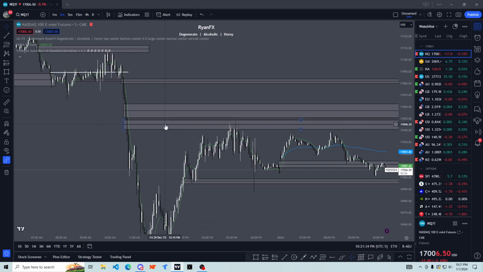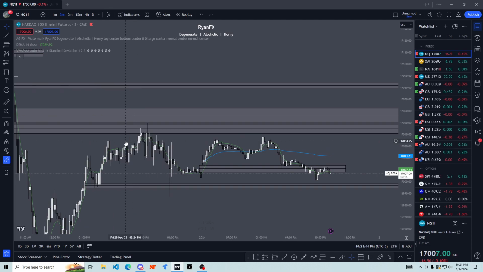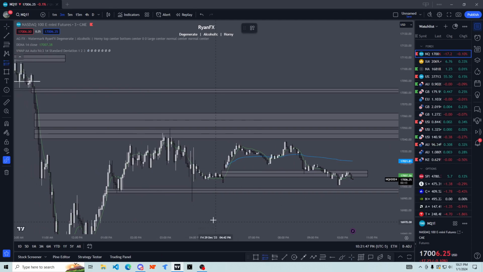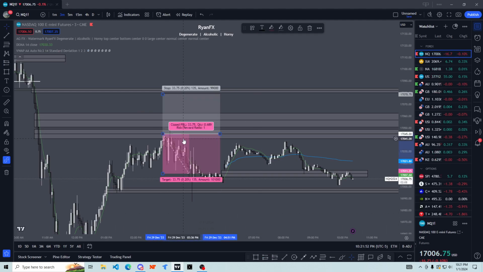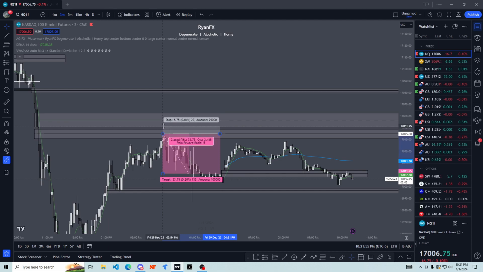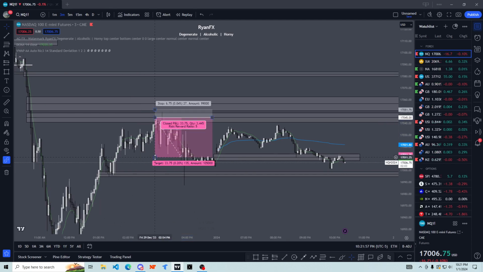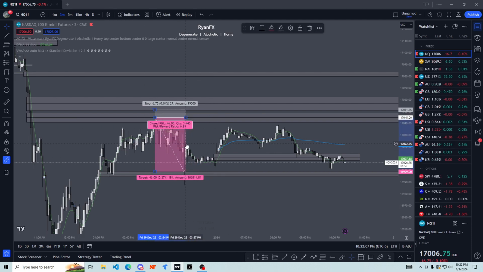And the reason why I have lines in my rectangles is because I like to enter off the 50% of the fair value gaps. It gives you just a little bit of a better entry, and it reduces the chance for fake outs. So here, if I was to go short on this 50% touch, stop loss slightly above the fair value gap, and then take profit probably down at the support level. That would be basically almost a 1-to-7. So that's a good trade.